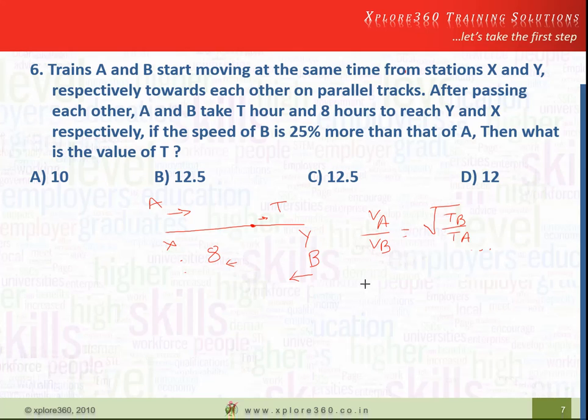So here VA is how much? Say 100. B is getting 25% more speed than A. So I took VA as 100, then VB is 125. That equals root under of TB upon TA. TB is given as 8 and TA is T. Don't make the mistake of TA upon TB. It's always TB upon TA, root under of TB upon TA. So you'll do the calculation and you will get T equals 12.5 hours. So the correct answer is this.